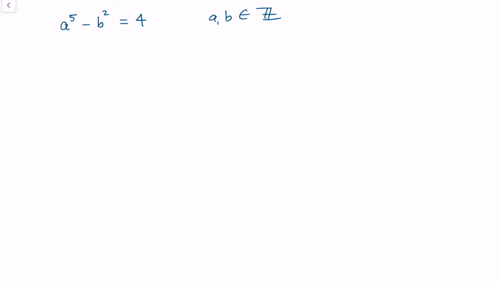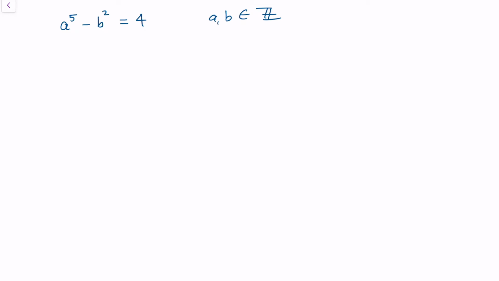In this video we're going to solve an interesting integer equation. We're given that a and b are integers and a to the 5 minus b squared is equal to 4, and we want to find the values of a and b such that it solves this equality. If you'd like to pause the video and try it yourself first, then we can go over it together.